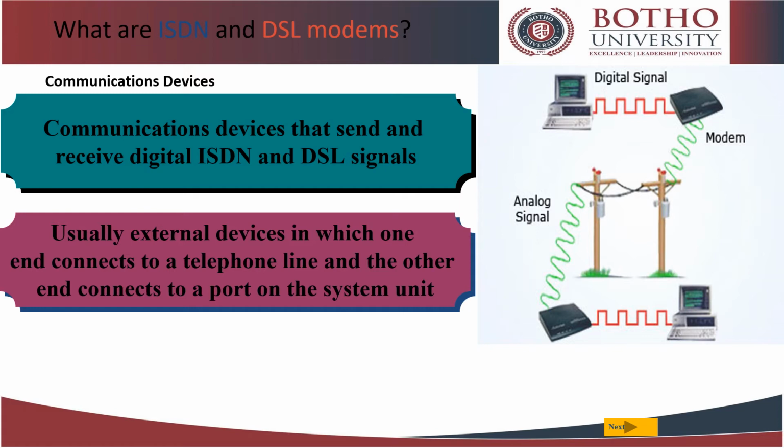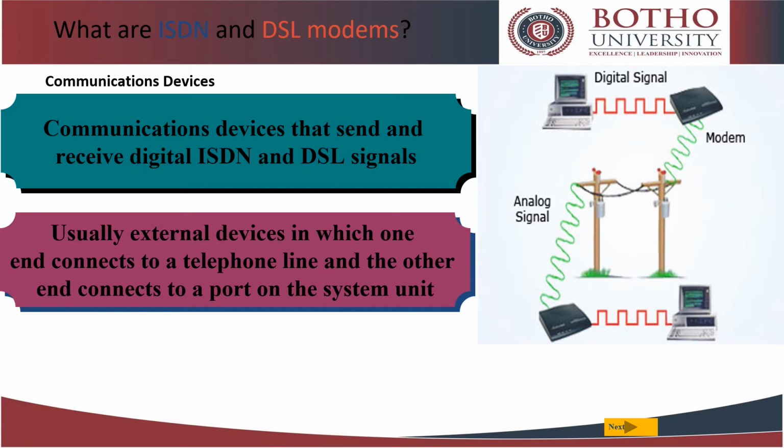An ISDN modem sends digital data and information from a computer to an ISDN line and receives digital data and information from an ISDN line. A DSL modem sends digital data and information from a computer to a DSL line and receives digital data and information from a DSL line.